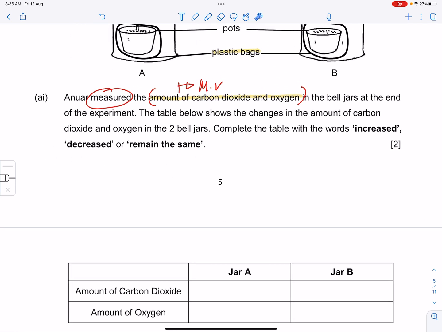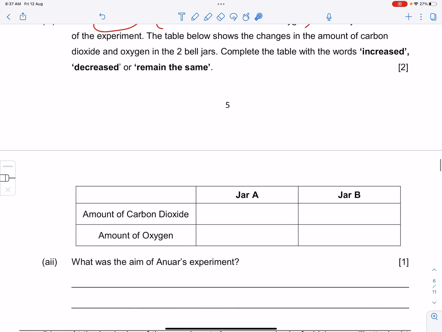Now, why am I mentioning this? As I marked, I realized that there are students who would say the number of leaves, but it's not true. There are no leaves in B at all. So because of that, your answer is wrong. Moving on.